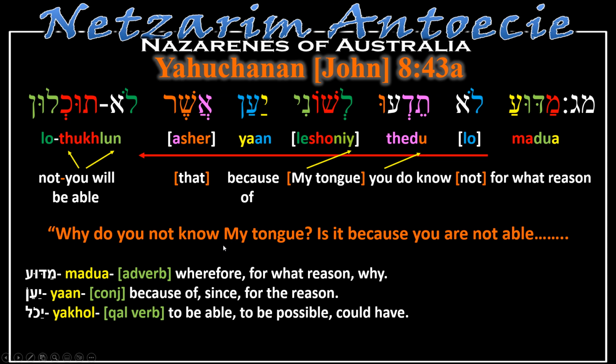Ya'an, which can be because. If we look down here, ya'an as a conjunction means because of, since, for the reason. So because of asher, that, lo, not, tuklun. Not, that's the lo. And then with the tav at the beginning and the nun at the end, it means you, but also it's like a plural you with the paragogic nun on the end. So you will be able. What's its root? The root is yakol. It's a kal verb, to be able, to be possible, or could have. And there's a simple rule that often they replace the yod, being a weak letter, with a vav there. And that's why we've got tuklun. Right, so the translation is, why do you not know my tongue? Is it because you are not able?